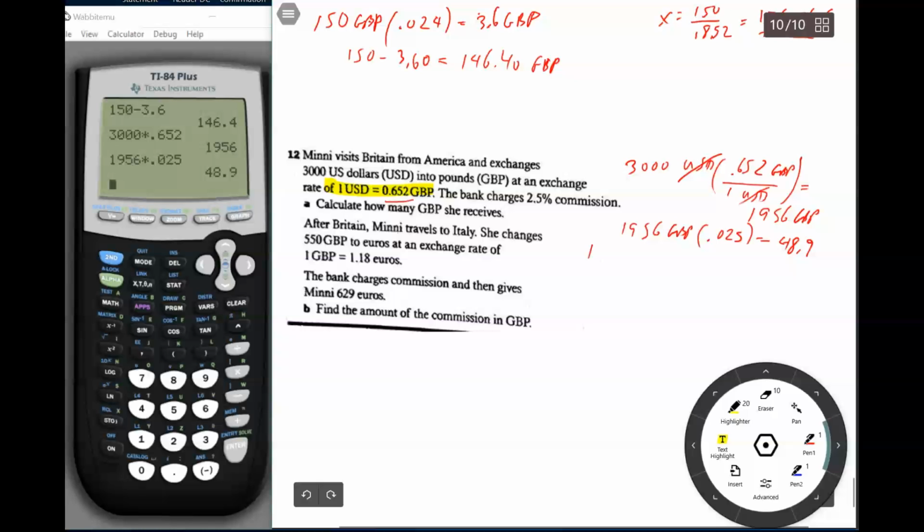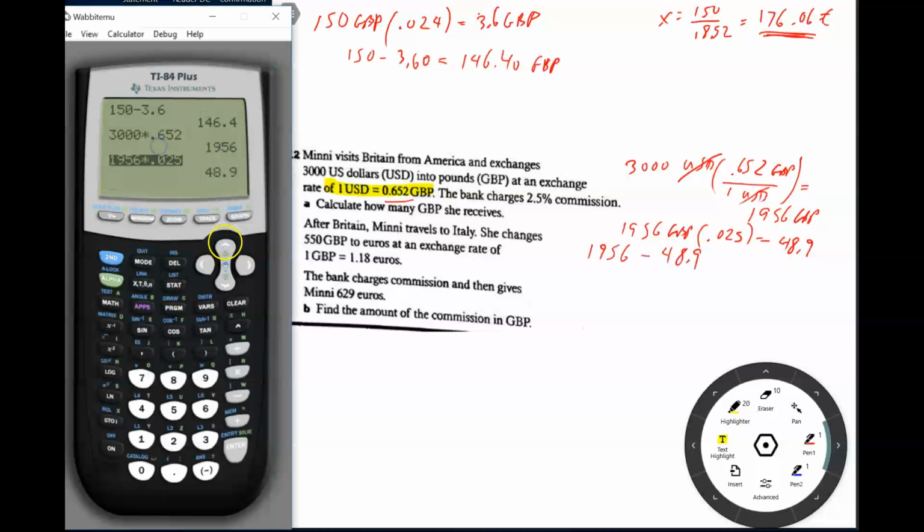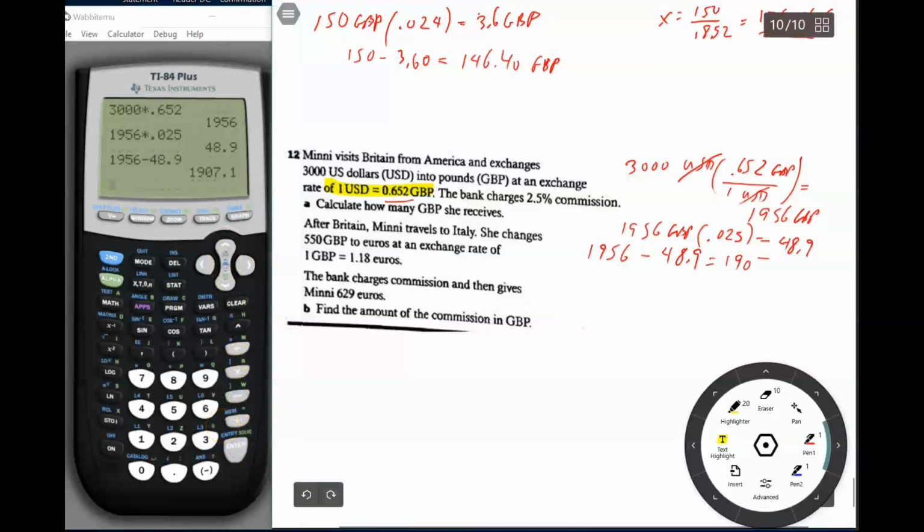And then I'm going to subtract the commission off, 1956 minus 48.9, which is 1907.10 GBP. So that's what we're left with in part A. After Britain, Minnie travels to Italy. She changes 550 GBP to euros at an exchange rate of, and they give us a new exchange rate here.